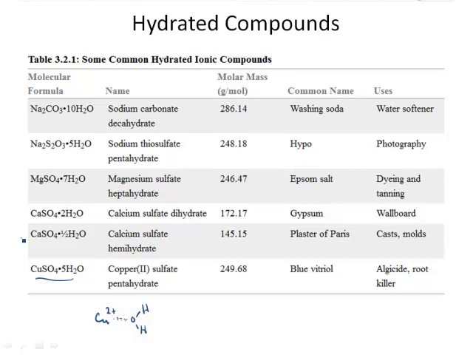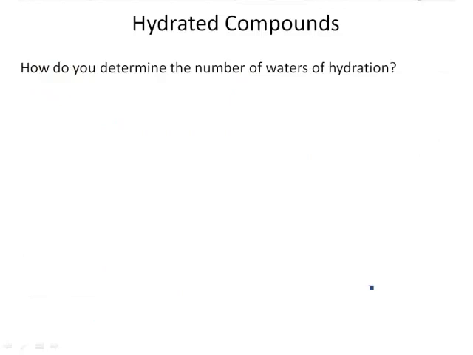There are lots of important compounds that you use. Gypsum, which is used in walls. Epsom salt, which is used for sucking stuff out of sores and for other things. Back when people used film for photography, sodium thiosulfate pentahydrate was used. Some people still do. Plaster of Paris, and I have no idea what blue vitriol does, but it is in fact a root killer. Okay, the question we have is, how do you determine the number of waters of hydration for one of these compounds?